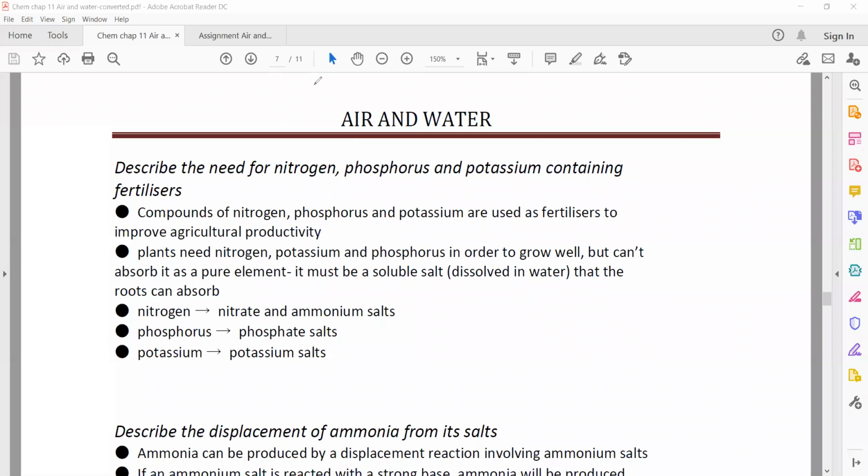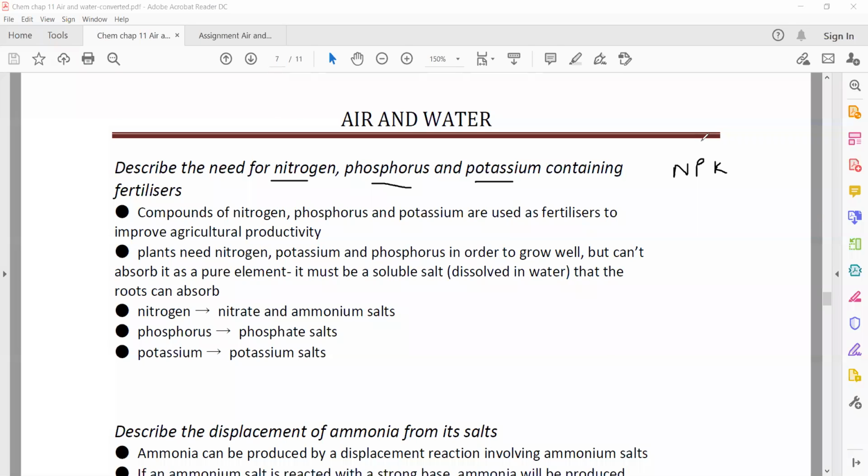What are fertilizers? For the growth of the plant, we need three main elements: nitrogen, phosphorus, and potassium. We also say NPK. N stands for nitrogen, P stands for phosphorus, and K stands for potassium. So soluble compounds which can provide these nutrients, such as nitrogen, phosphorus, and potassium, are known as fertilizers.